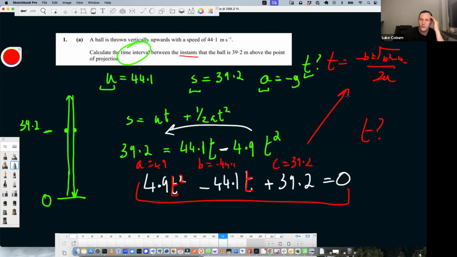And so I'm going to sub all of those in here and I'm going to get T. But because of that plus and minus, that gives me two answers for T. So I'll get a t1 and a t2. t1 will be the time when I pass by this 39.2. You've thrown the ball upwards and your friend is looking out the window, and your friend sees the ball go up and sees the ball go down. So t1 will be the time when it goes past the window, and t2 will be on the way back down. Okay, and that's how that will work.